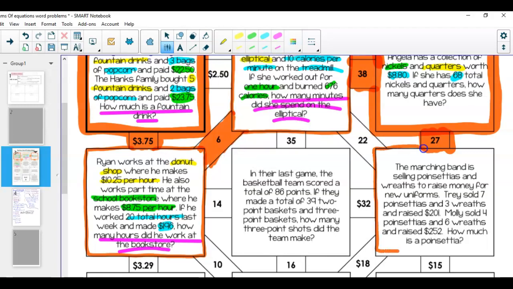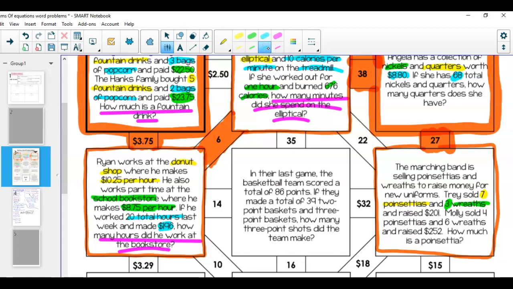So now, the marching band is selling poinsettias and wreaths to raise money for new uniforms. Trey sold 7 poinsettias and 3 wreaths. So anytime it has like 2 different people, it's going to have this person has 2 things and this person has 2 things. Like the first example.